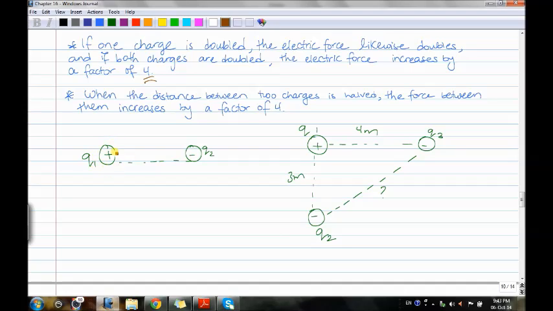So here we have two charges, Q1 and Q2. Would they repel or attract? They are different charges, unlike charges, so they would attract. This will be called F of 1 on 2, and here this will be called F of 2 on 1. Okay?